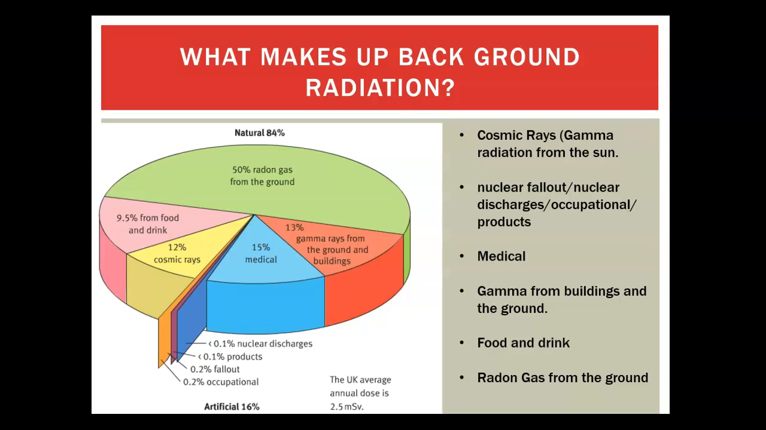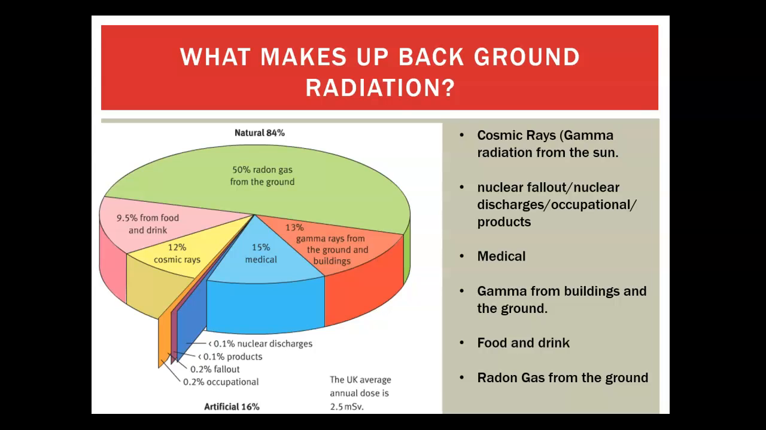And then we have 9.5% for food or drink. Because food and the things that go to make food and drink are grown in the ground, and the ground contains radioactive material, when the creatures and the plants grow, they then contain radioactive material as well. And remember, when we're talking about radioactive material, we're talking about things that emit gamma, beta, and alpha.